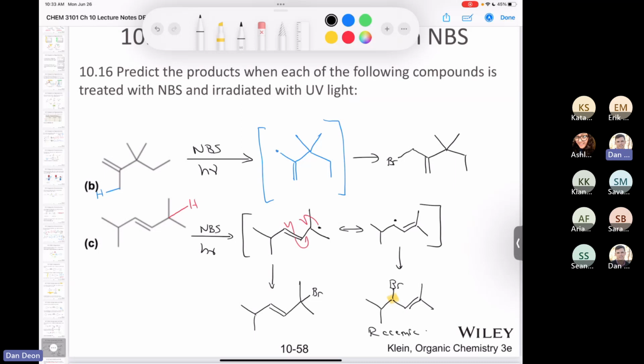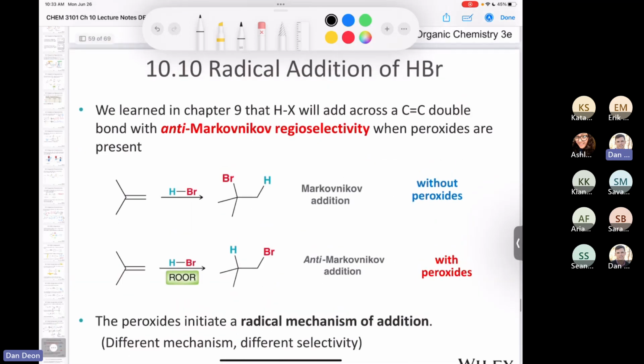Let's wrap up today by looking at section 10.10. This is the last section of new chemistry. And this explains the reaction that we learned way back in chapter 8. In chapter 8, if we had an alkene and we wanted to do an anti-Markovnikov addition of HBr, we used a peroxide, and that would give us anti-Markovnikov addition. So we're going to explain that reaction now.